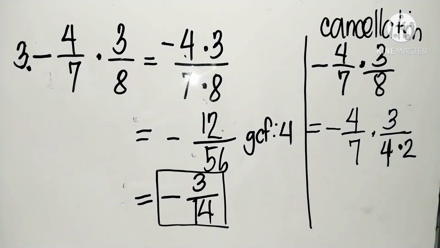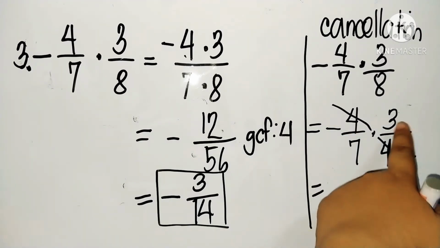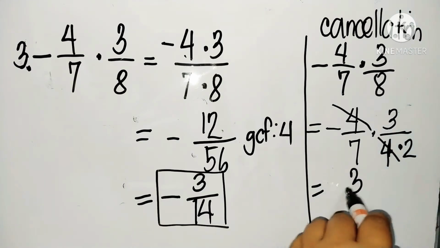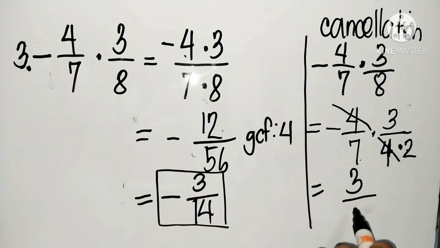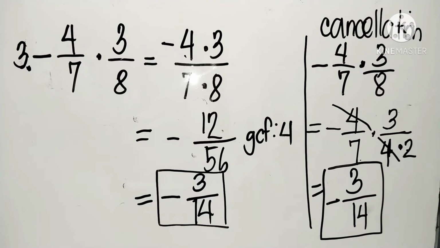And then, you cancel out the common factors. So, yung common factor nila ay 4, so tanggal natin yung 4 and 4. We were left with 3 sa numerator over 7 times 2 is 14. And then, copy the negative sign. So, our final answer is negative 3 over 14. So, same lang ng answer, magkaiba lang sila ng method.